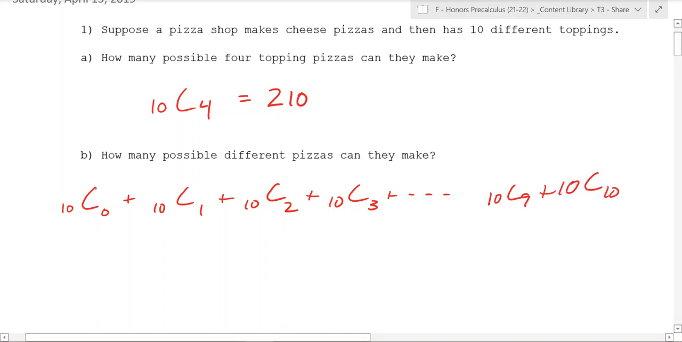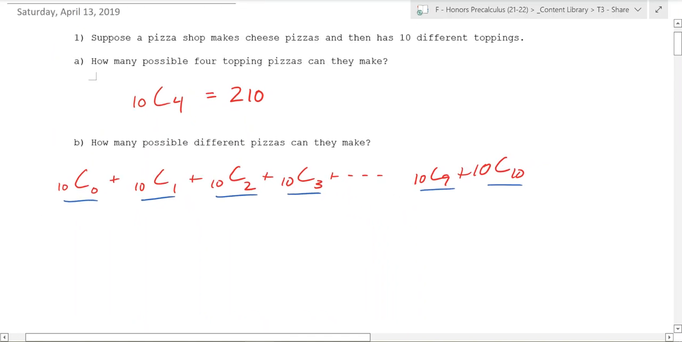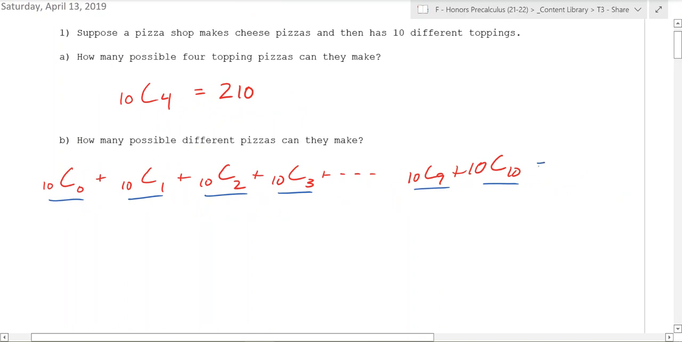So that means you could have no toppings, 1 topping, 2, 3, 4, 5, 6, 7, 8, 9, and 10 toppings. You'd have to do all of these separately and add them together, and that comes out to be 1,024. This takes a little while because you have to add these all together, but 10 choose 0 would be just a cheese pizza, and then 1, 2, 3, 4, all the way up to 10 choose 10, which is only 1 with all 10, like a supreme or whatever sometimes that's called. But you'd have to do this carefully.